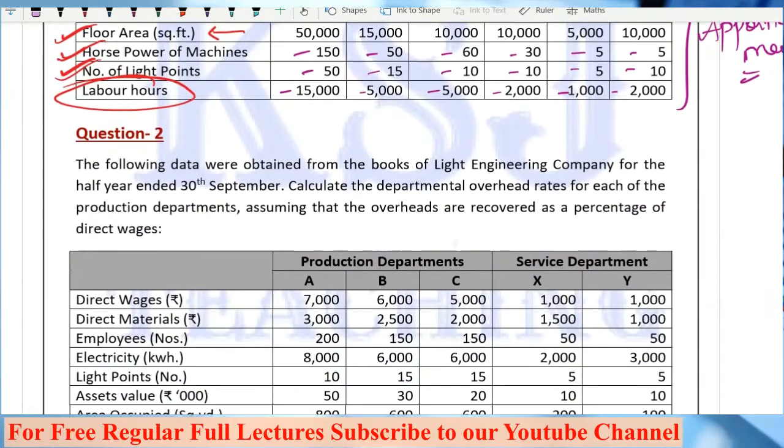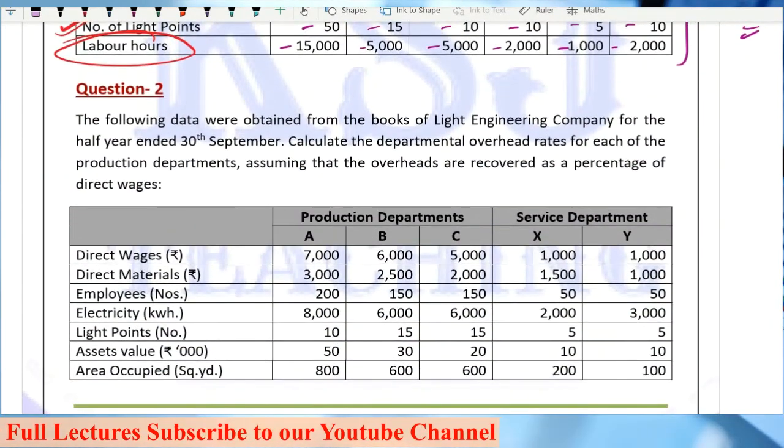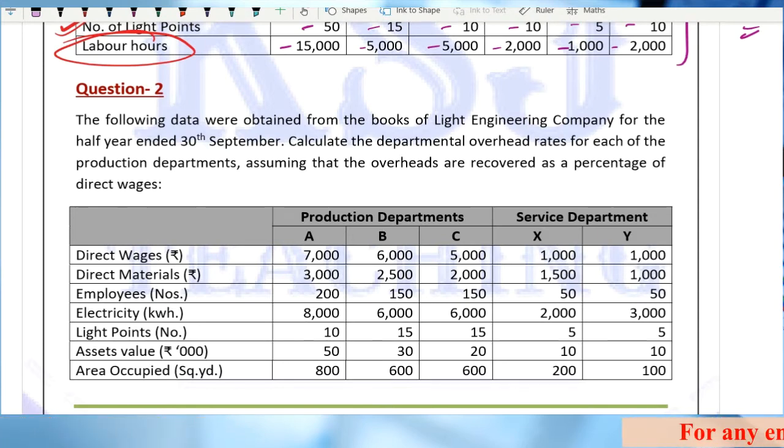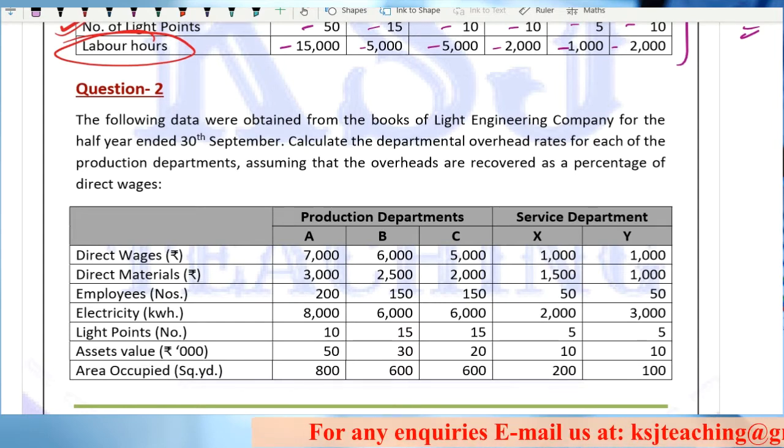Coming to question number 2. The following data are obtained from the books of Light Engineering Company for the half year ended 30th of September. Calculate departmental overhead. Forget about that. What you have to do is just the primary distribution. Okay, sir. What is given?